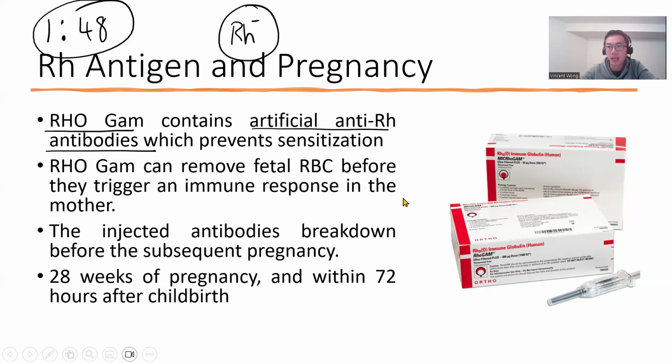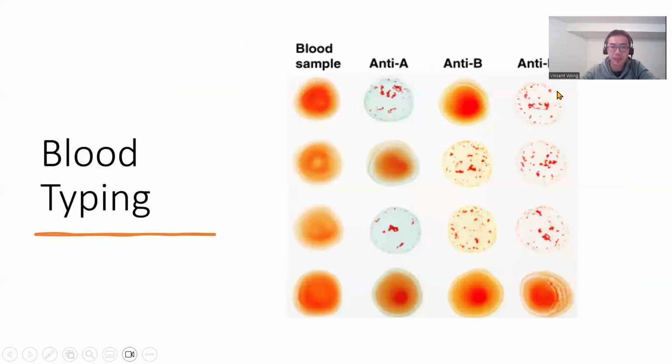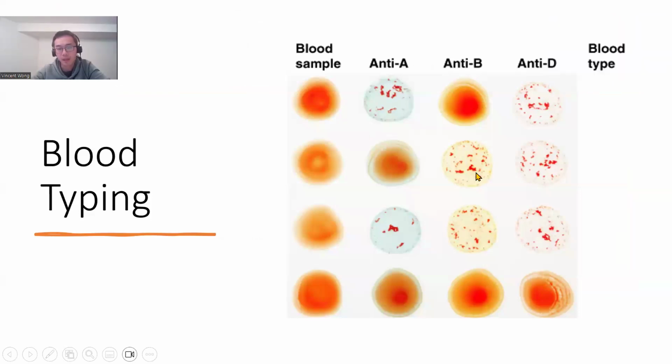Moving on. Blood typing. This is what blood typing looks like. If you want to find out the blood type of a person, you have to do something similar to this. I'll show you how to read this.